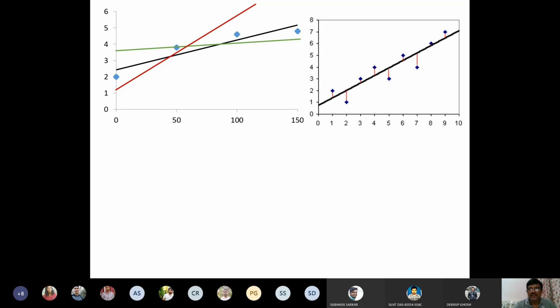The black one, you see, is close to all the points. You can see visually also, it is close to all the points. And see the red one, it is just passing through one data. And you see the green one, it is far away from the first data point. Of course, so it is not a good representative. So in this case, the black line, this line particularly, is the best fit.